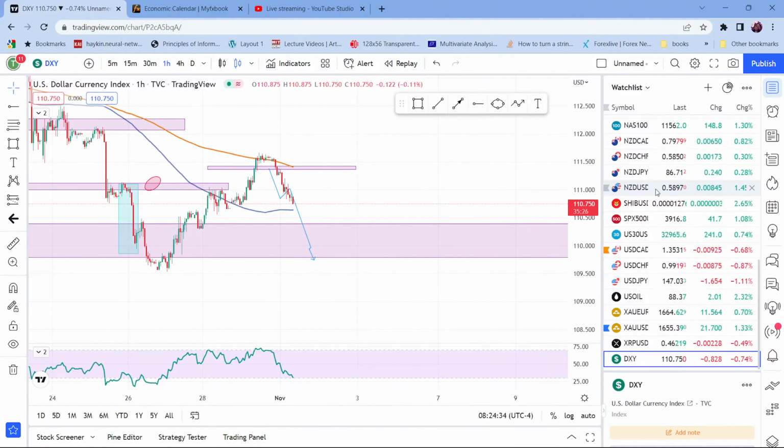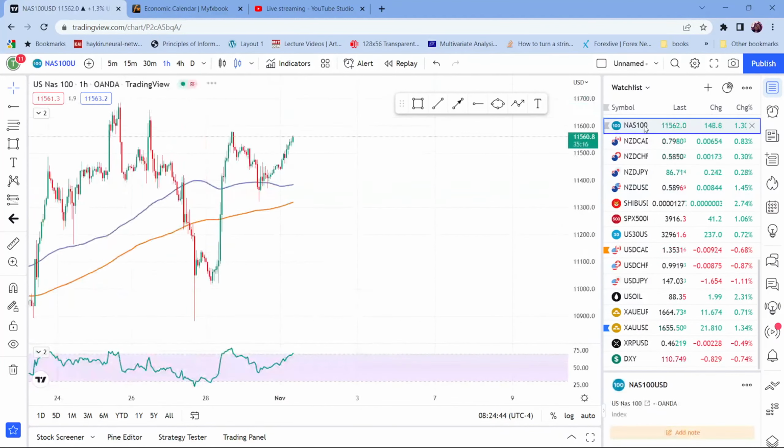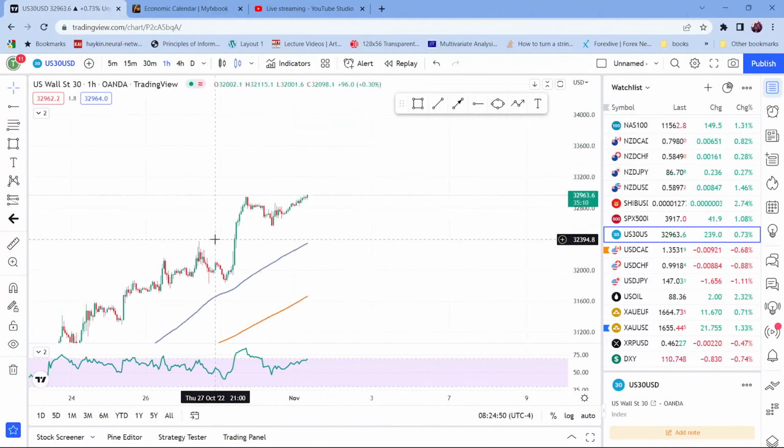And you'll see prices such as NZD USD just fall straight back down into the zone and even push lower. You'll see the stocks actually come down from where they are right now, such as NAS 100 and US 30 as well. So these are possible setups that you can get.